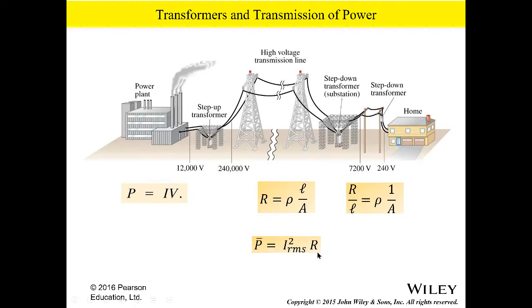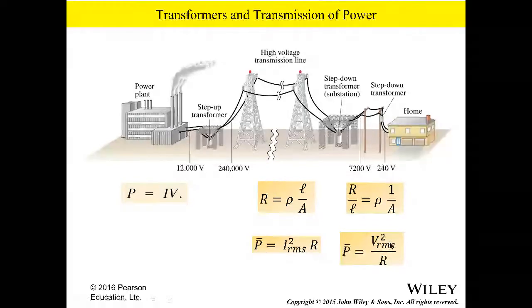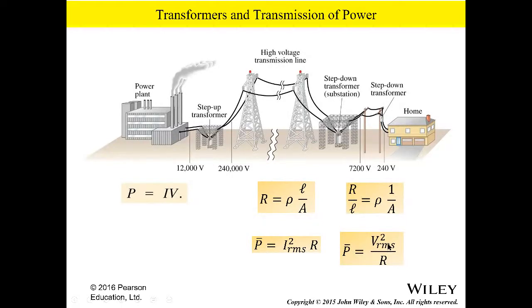Is I squared times R. I now need to re-express it as V squared over R. What I need to do now is reduce the resistive power loss. That power loss is I squared R. What matters is the current that flows, I squared R, and I want to reduce that. I want to know what my power loss is.